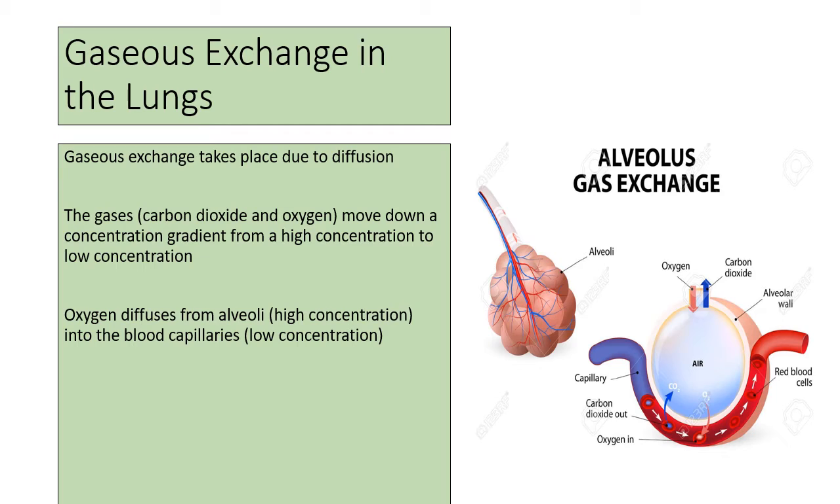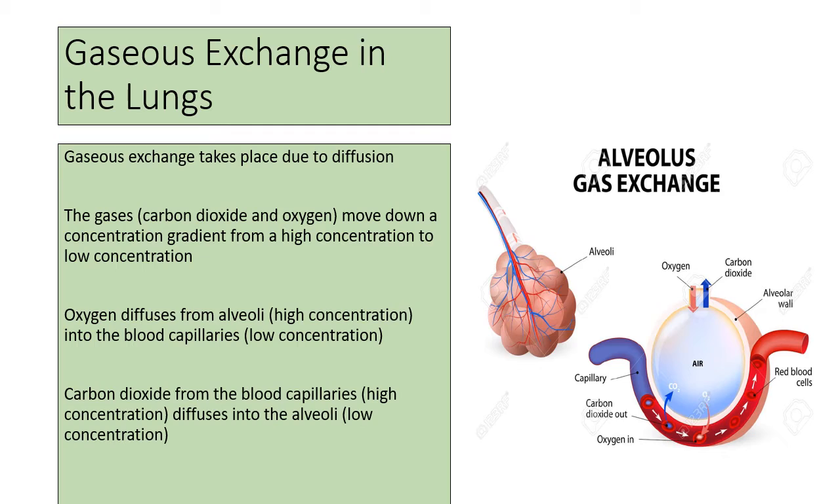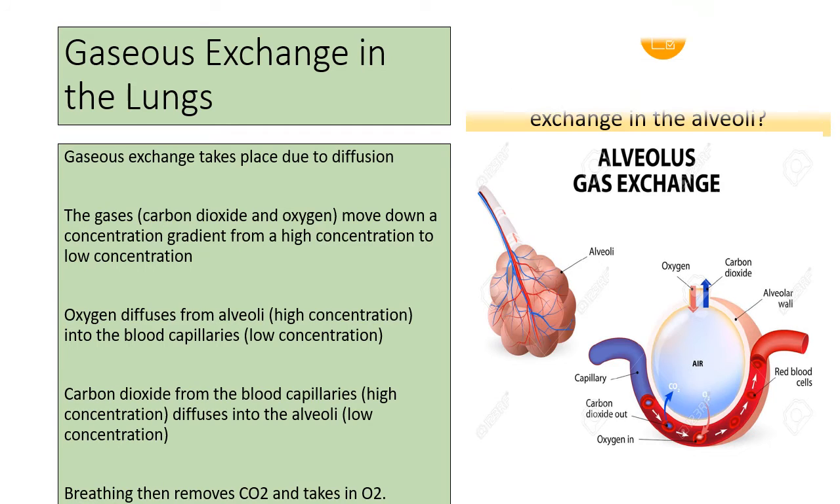There's a thin wall within the alveoli, and that diffusion can now take place from high concentration to low concentration. And the opposite happens in regards to carbon dioxide. The carbon dioxide is coming from a high concentration area of the blood capillaries, and it moves to the low concentration, which is the alveoli itself. When we breathe out, that carbon dioxide gets released, and when we breathe in, the oxygen comes back into the alveoli. So that process constantly takes place as we breathe.